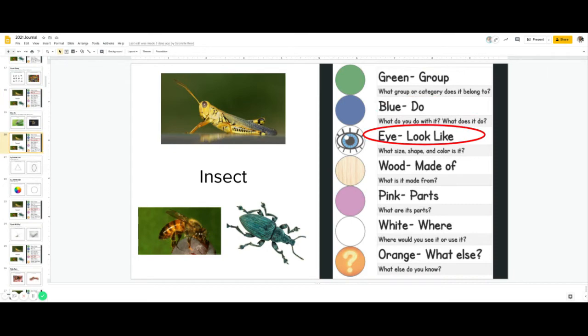Next, we're going to move on to eye. Eye is what does it look like? So what size would you think an insect is? What size? Is it big? Is it small? Are some of them big? Are some of them small? What shapes do you see on them? We have lots of different colors here and a lot of different shapes that you guys can use to answer this question. Go ahead and pause the video and answer the question for eye.